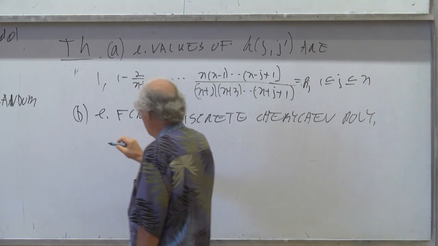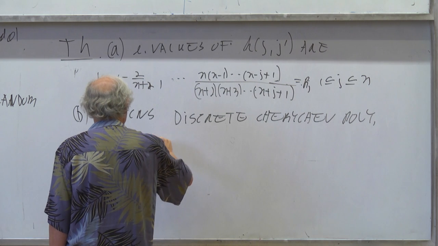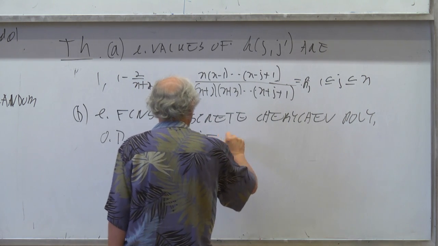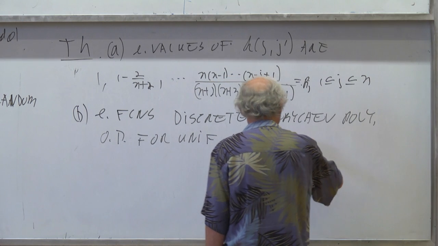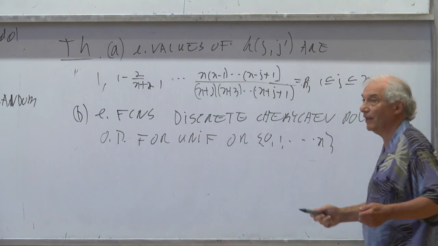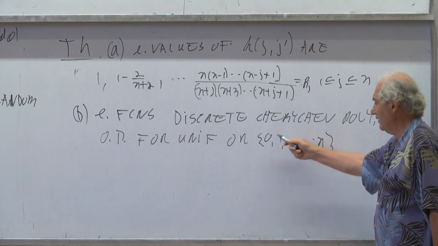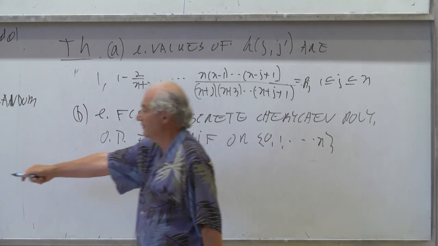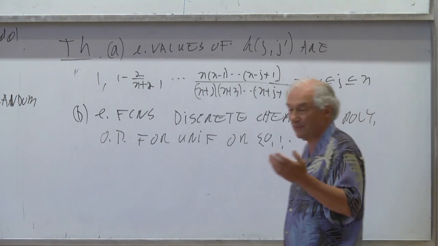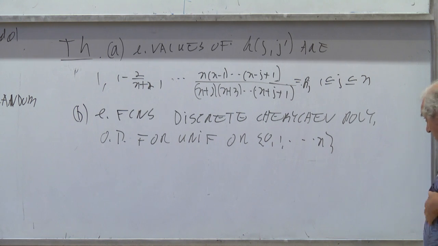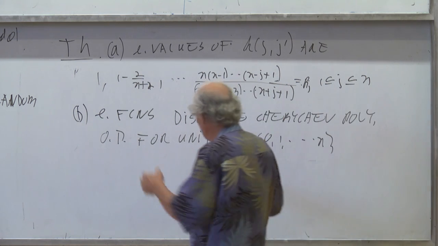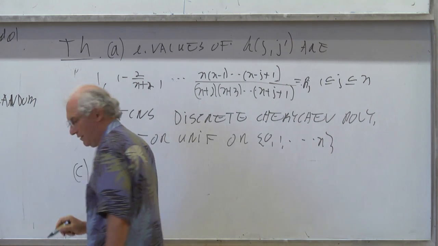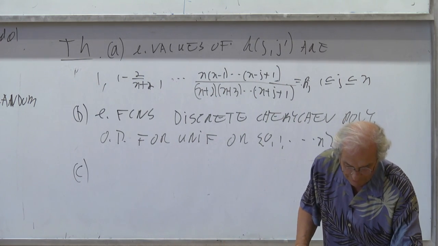And all that means is that they're the orthogonal polynomials for the uniform distribution on 0, 1, up to n. If you take the polynomials 1, x, x squared, et cetera, and you make them orthogonal by Gram-Schmidt, those are the orthogonal polynomials with respect to this marginal distribution, and they're classical polynomials called discrete Chebyshev polynomials. And C, using these ingredients, and I wrote down the answer so that I don't have to make it up.